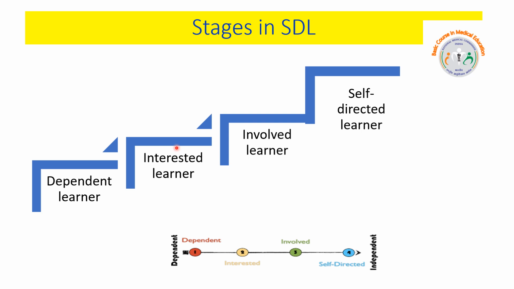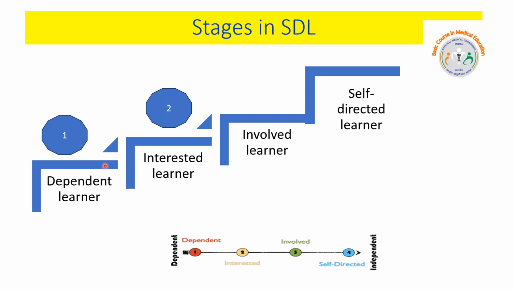That SSDL model proposes that learners advance through stages of increasing self-direction, and that teachers can help or hinder that development. So, what are the stages from the dependent learner? Ultimately, the learner will become a self-directed learner. So, this is the SSDL model. Stage number 1 is the dependent learner. Who is this dependent learner? They need explicit instructions from the teacher.